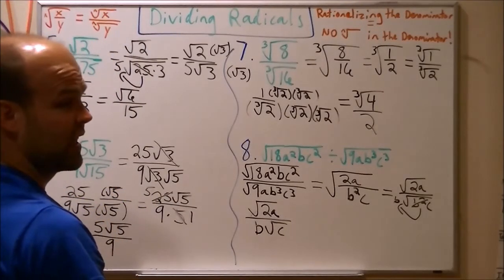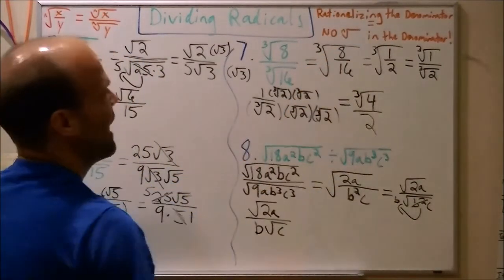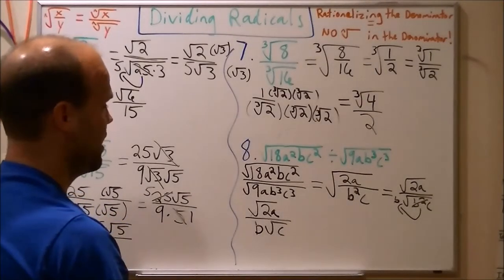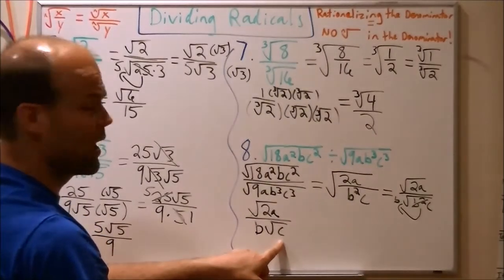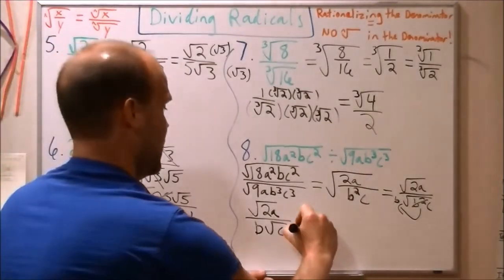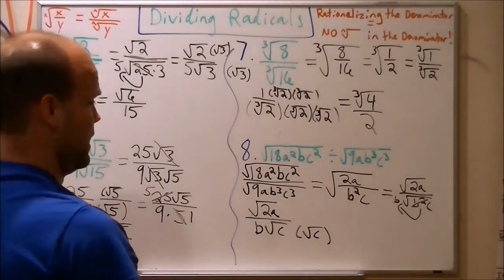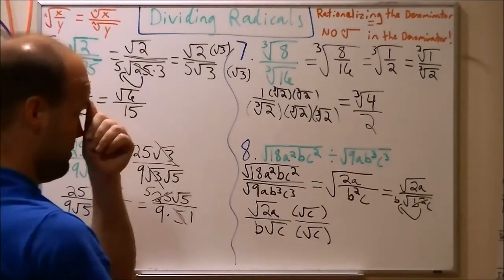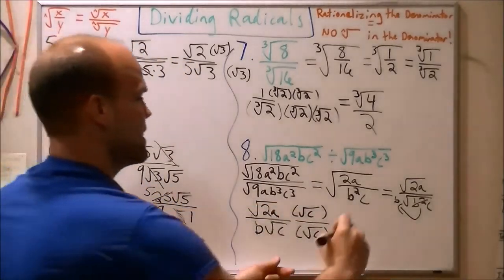Is that okay for a final answer? Absolutely not. The reason is, in rationalizing the denominator, I cannot have any root of any kind in the denominator. Right now I have a root, and it's a square root of c. So how do I get rid of that square root of c in the denominator? I multiply by the square root of c on the bottom. And whatever I do to the bottom, I have to do to the top.